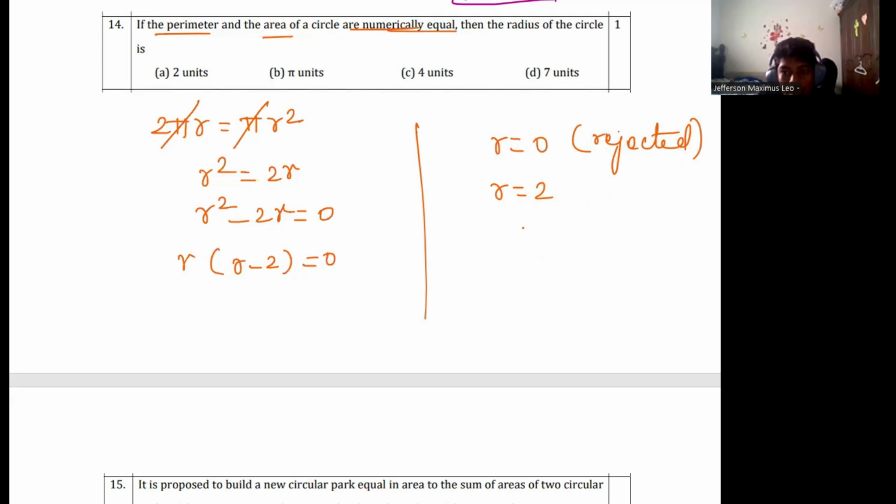Okay, r is equal to 2. That's 2 units. So we should not guess, we should work it out. So 2 units is the answer. Okay, next question.